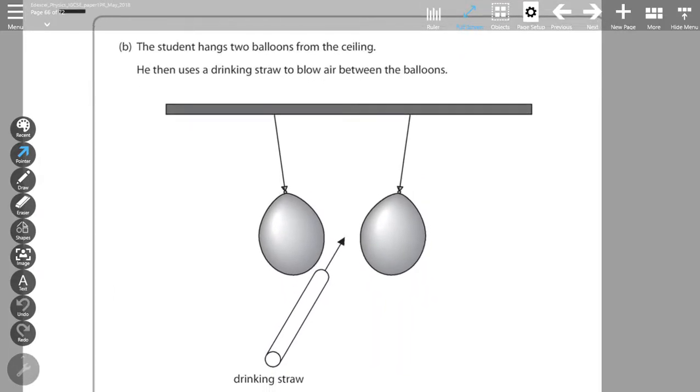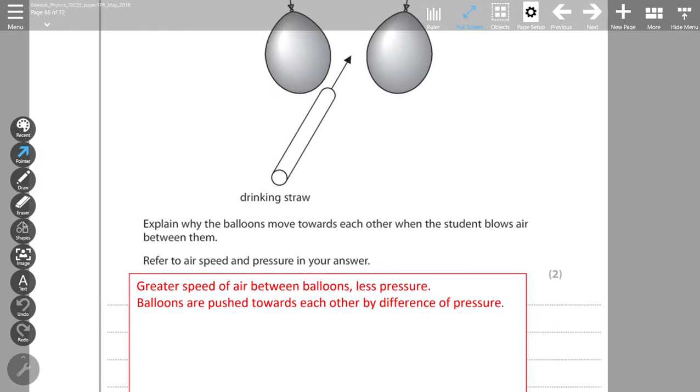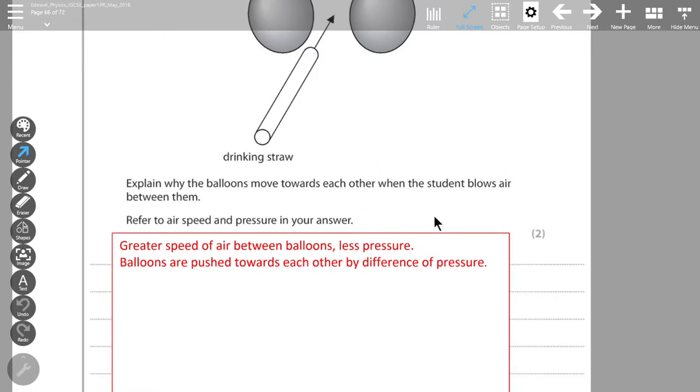The student hangs 2 balloons from the ceiling. He then uses a drinking straw to blow air between the balloons. So air goes through at higher speed, pressure decreases, and the pressure outside is greater than the pressure inside, so they push together. Explain why the balloons move towards each other when the student blows air between them. Refer to air speed and pressure in your answer. Greater speed of air between the balloons means less pressure. The balloons are pushed towards each other by the difference of pressure.